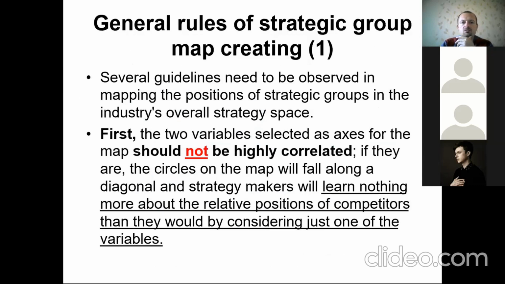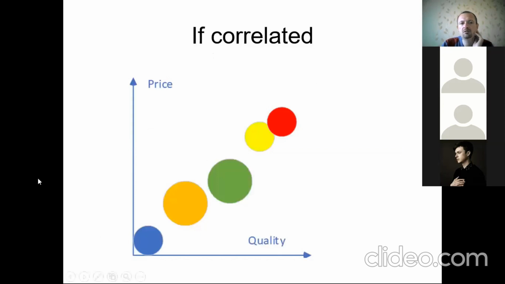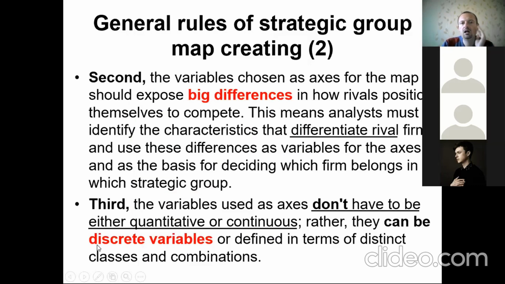And generally, the characteristics shouldn't be highly correlated, because if the correlation is very high, we will see just a line and that's all. It must reflect really big differences. And the third point, I told you that it will be much better if these characteristics are not quantitative but qualitative characteristics.